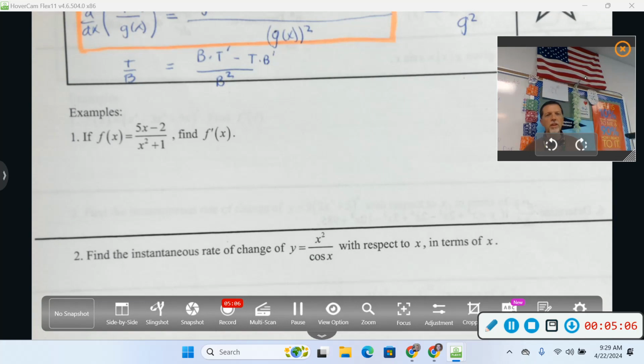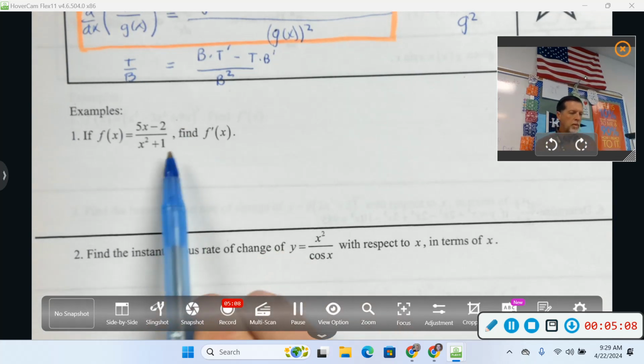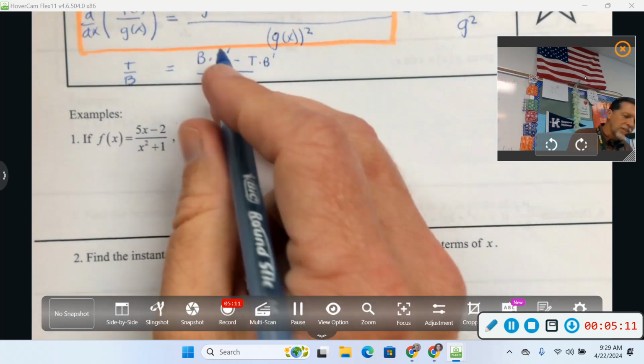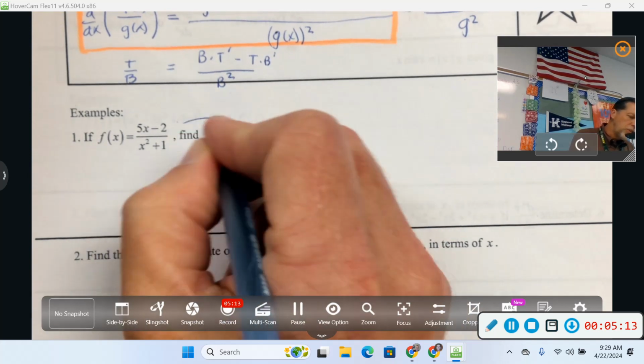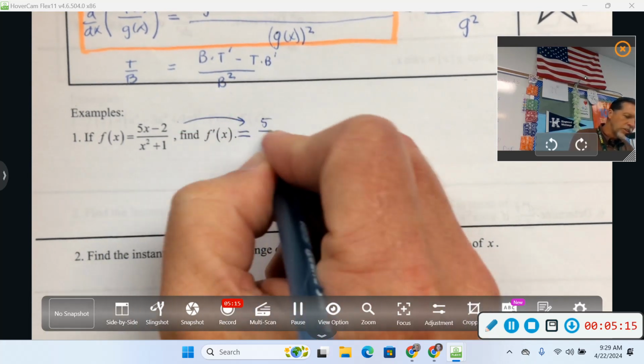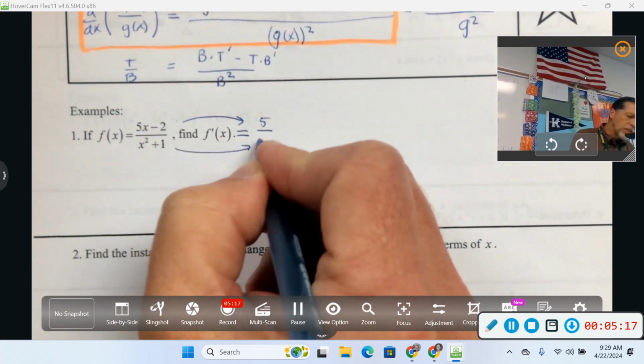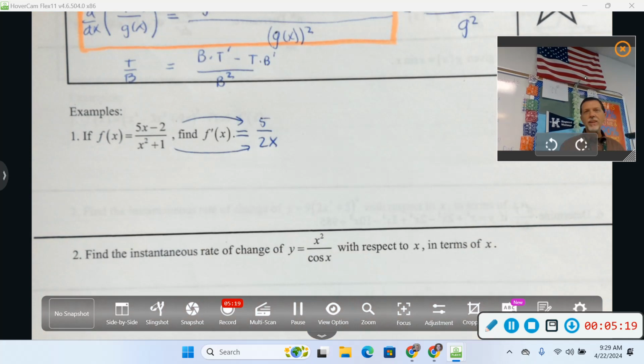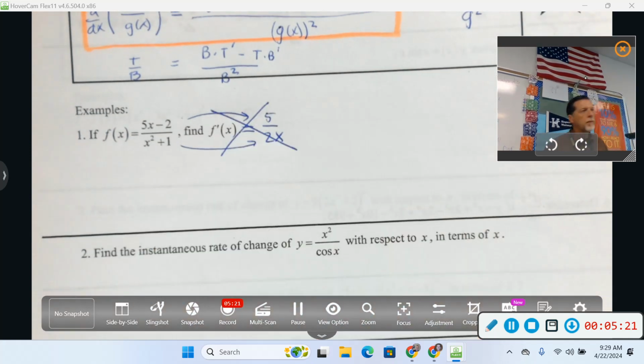So example, let's find the derivative of this thing. And again, we didn't say this on this one, but you wish you could just say, oh, let's just do the derivative of the top over the derivative of the bottom. Wouldn't that be nice? Like, well, yeah, it would be nice, but it doesn't work that way. So you've got to use the quotient rule to find the derivative of a quotient.